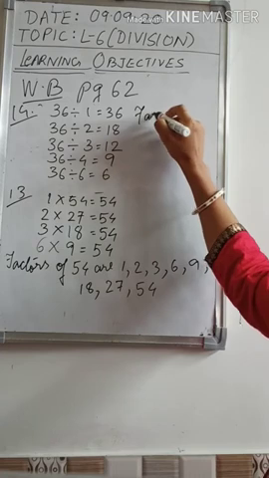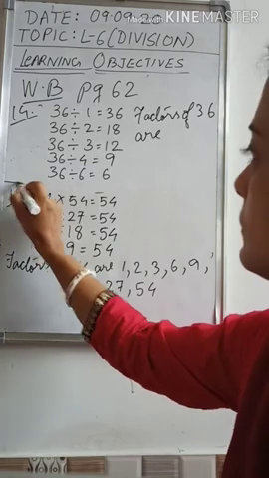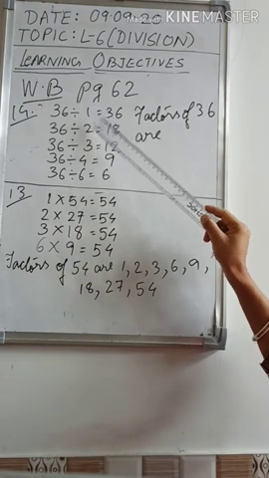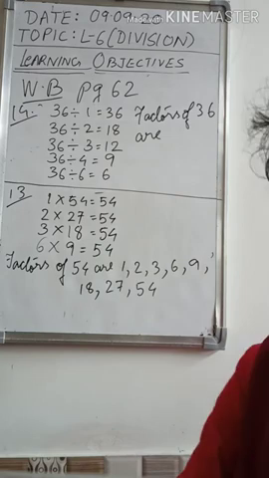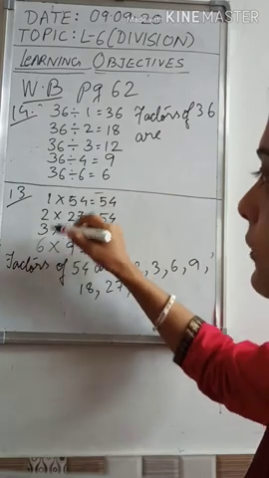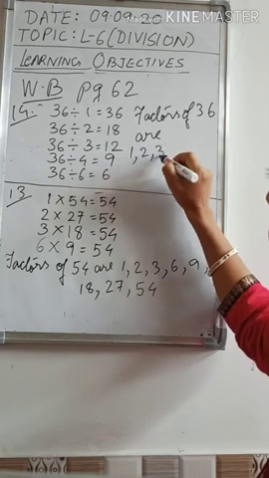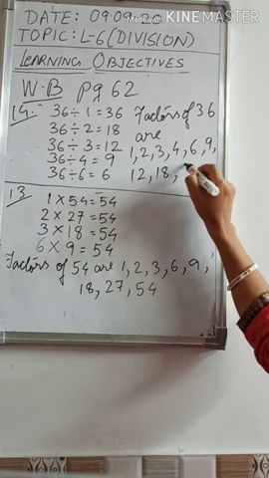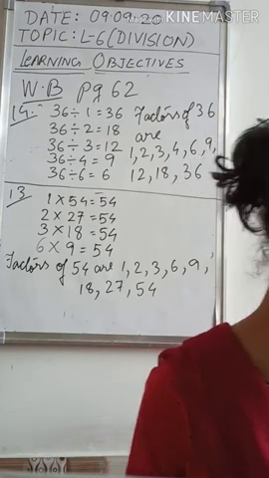So we can write the factors now. Factors of 36 are, so what are the numbers? 1, 2, 3, 4, 6, 9, 12, 18, 36. So these are the factors of 36. This is the way to get factors by using the division process. This is the way to get factors by using the multiplication process. So 1, 2, 3, 4, 6, 9, 12, 18 and 36 are the factors of 36. So please note it down in 1 minute, everybody.